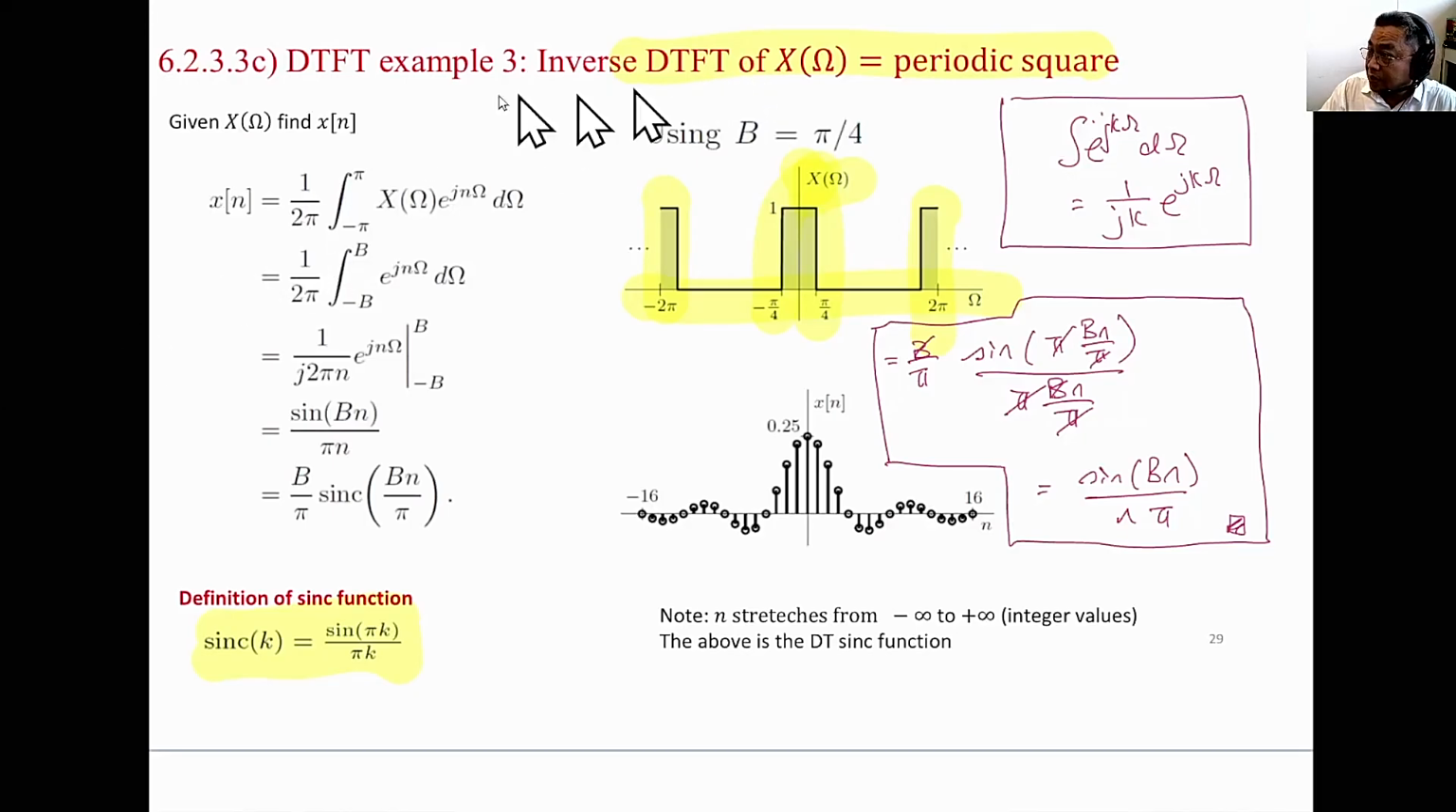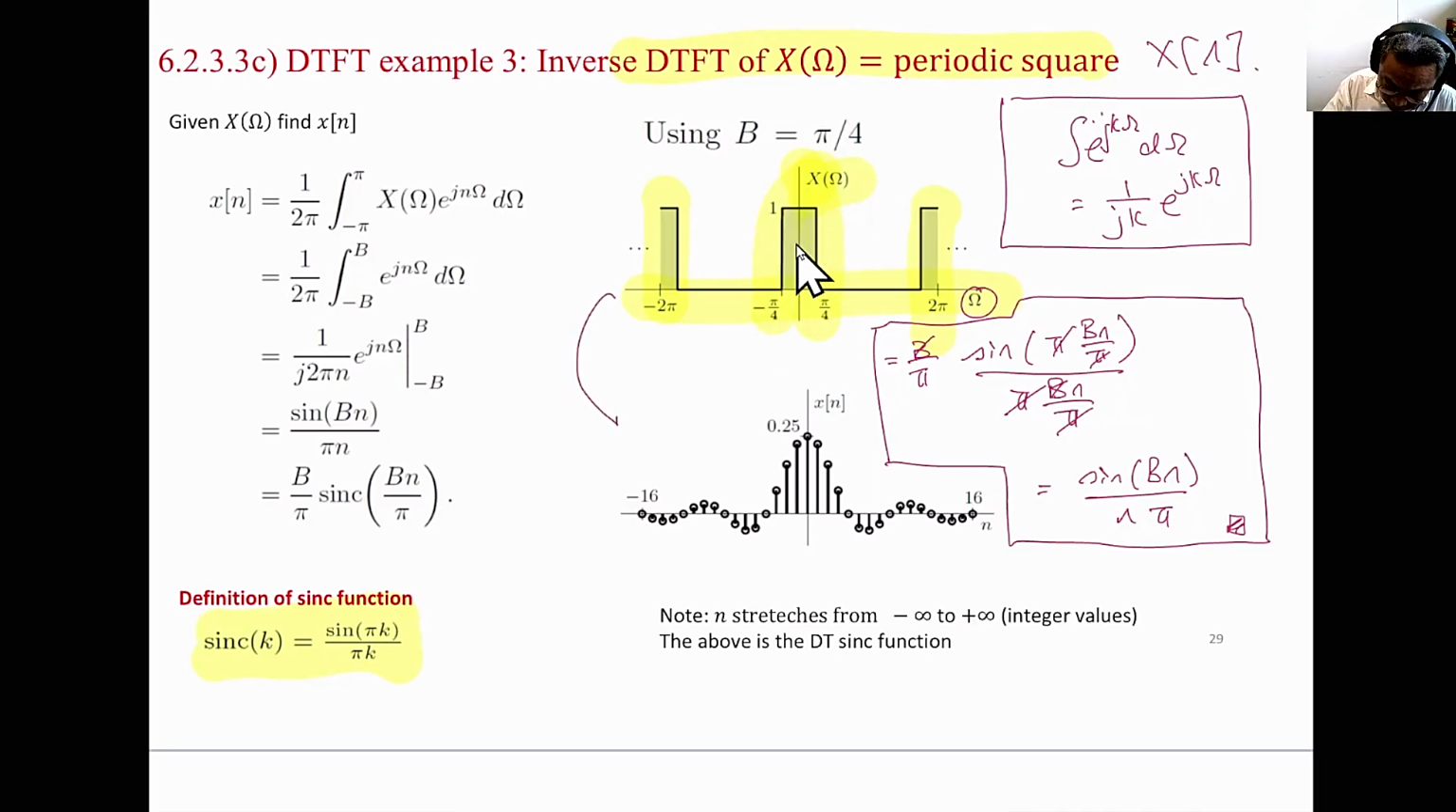Welcome back. In this example, we are going to perform the inverse DTFT, not the DTFT. Inverse DTFT of X(omega) will give us x(n). Here we'll show that if we are given this X(omega), which is a rectangle pulse, where the horizontal axis is omega, and we are repeating every 2 pi because remember that X(omega) is periodic with 2 pi, and this is a square pulse.